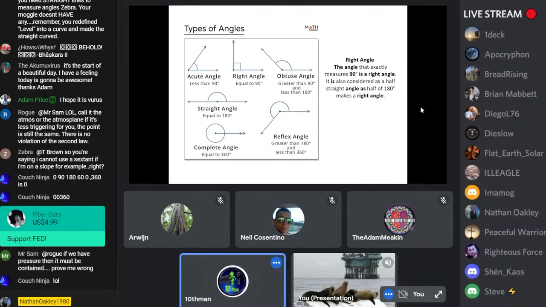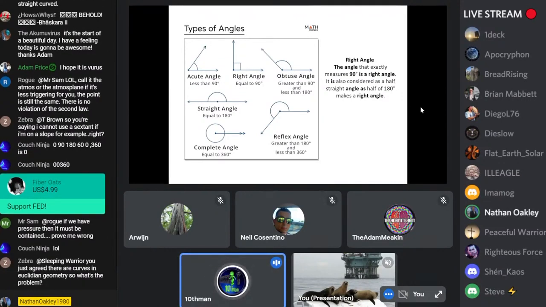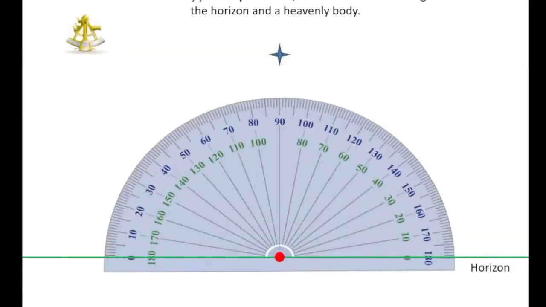Right angle: the angle that exactly measures 90 degrees is a right angle. So when we hear and talk about sextant and take your 90, subtract from 90, it has to be a right angle because it's got the 90. It's pretty obvious. It is also considered half a straight angle, as half of 180 makes a right angle. Next slide.